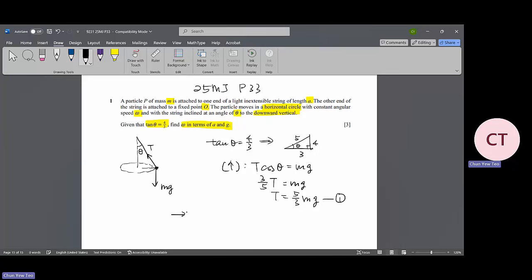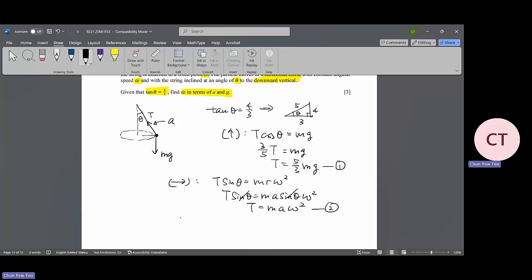Then I resolve the forces horizontally. I have T sin theta is equal to m r omega squared. We're looking for the angular speed. So the r is actually, this is length a, so r is a sin theta. So it will be T sin theta equal to m a sin theta omega squared. This one can cancel. Then your T is equal to m a omega squared. That will be your equation number 2.